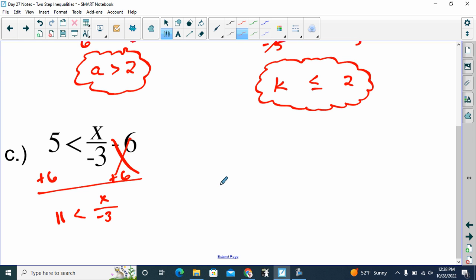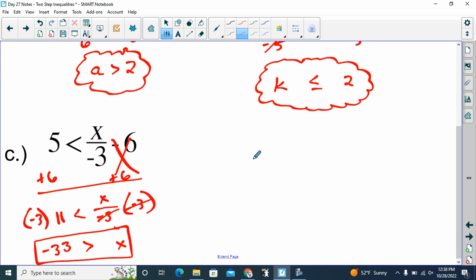Here we are dividing by negative 3. We undo division with multiplication. We are going to multiply by negative 3 on both sides. Negative 3 times 11 is negative 33. And we did multiply both sides by a negative, so we need to flip the inequality around. Negative 33 is greater than x.